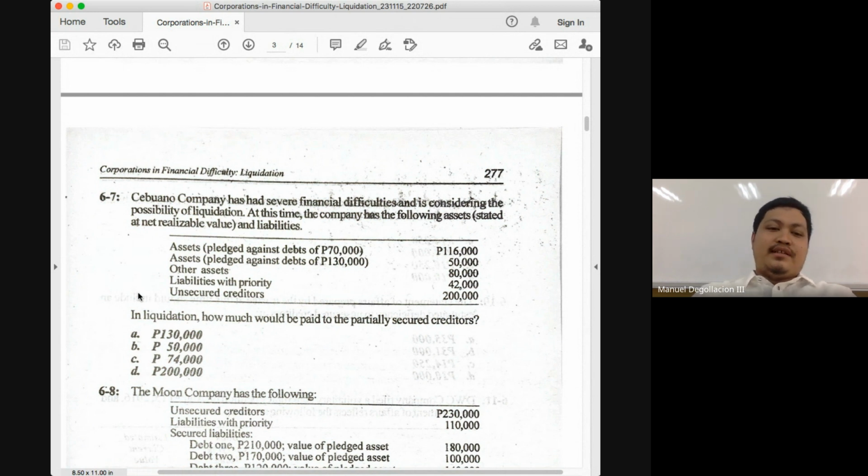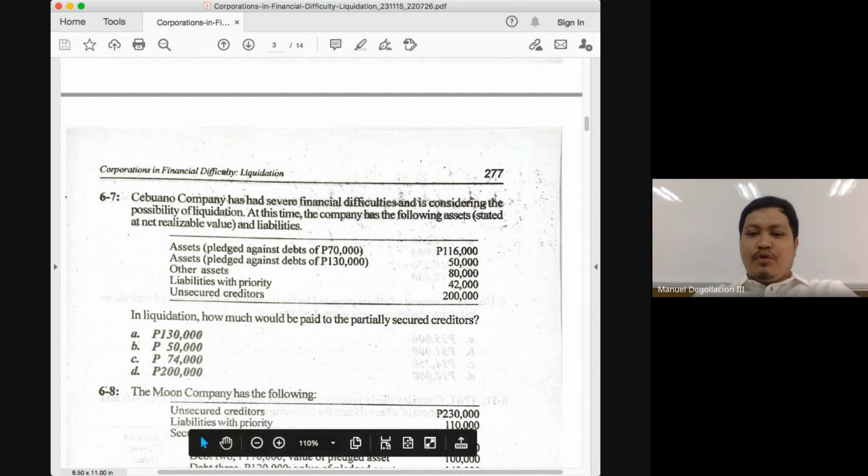Will this 46,000 go to the 70,000 creditors? No, the maximum they will get will only be 70. Where will this 46 go? It will go to all the other unsecured creditors, or it will be used to pay our unsecured liabilities. So we begin with 80, we add the 46. I hope everyone understands where we got the 46.